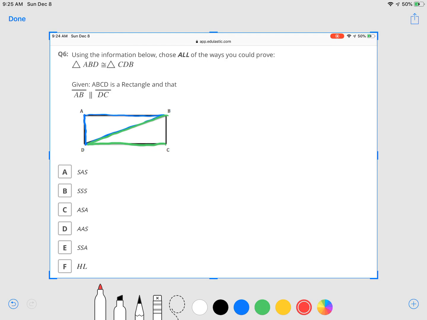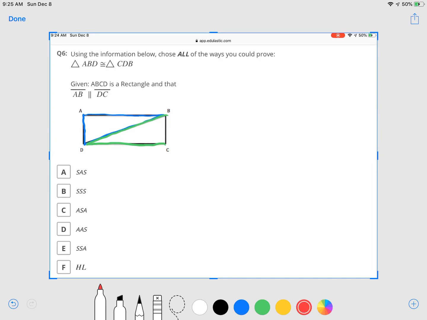So the question is, can we find an angle and its two sides being congruent to another angle and its two sides in the other triangle? Okay, so let's go with this angle right here. Angle A and its two sides, so this one and this one, they're going to be the same as this angle C and these two sides. Now, we know that angle C and angle A are the same because they're both 90 degrees, and the reason we know they're 90 degrees is because this is a rectangle.